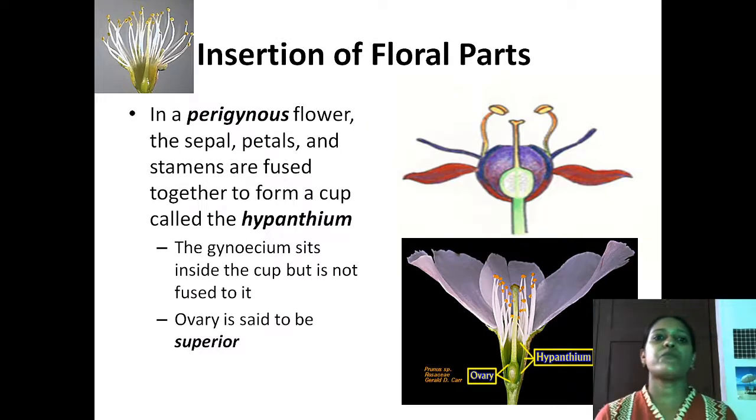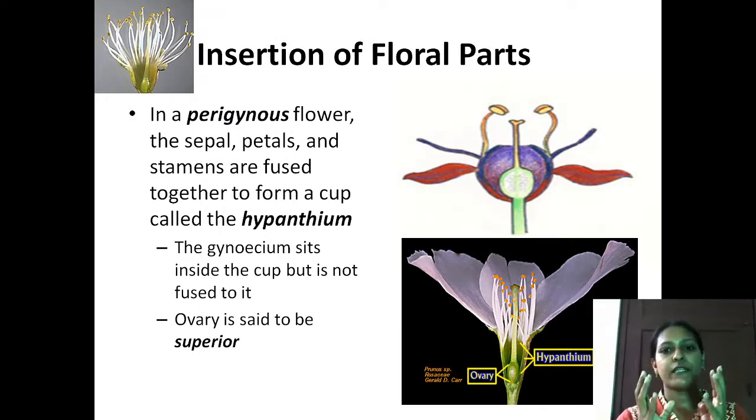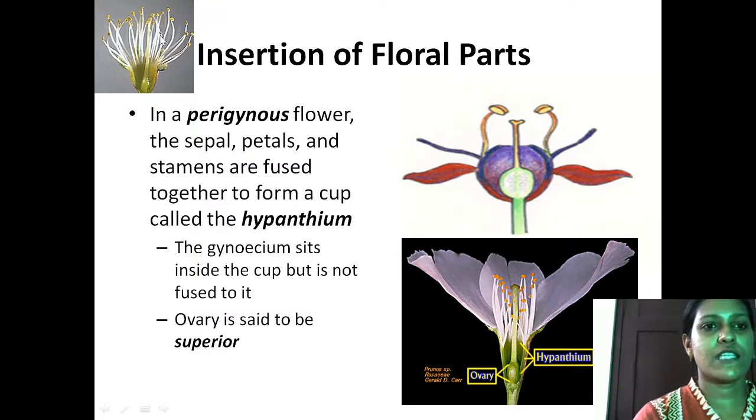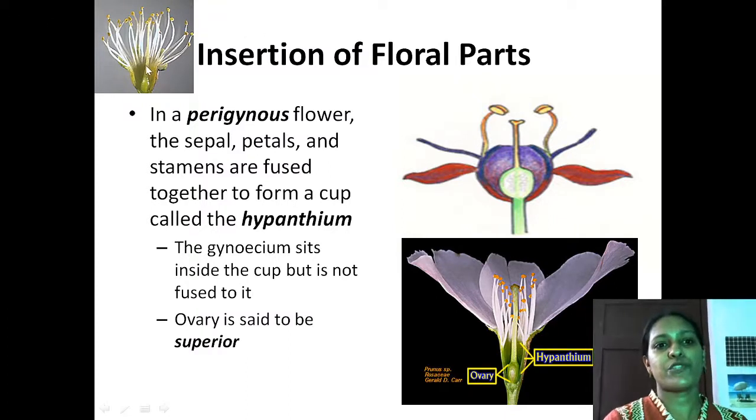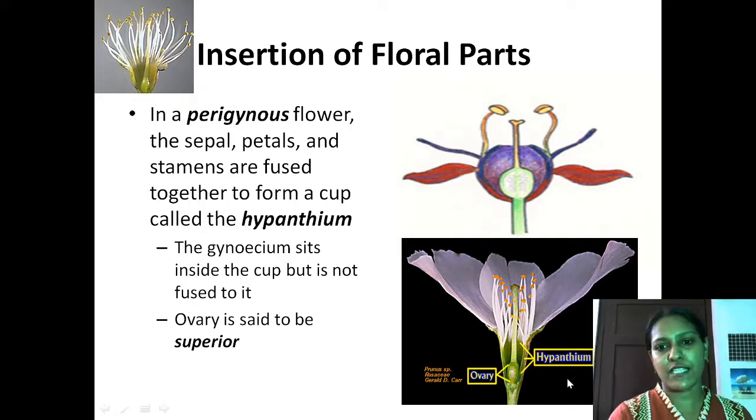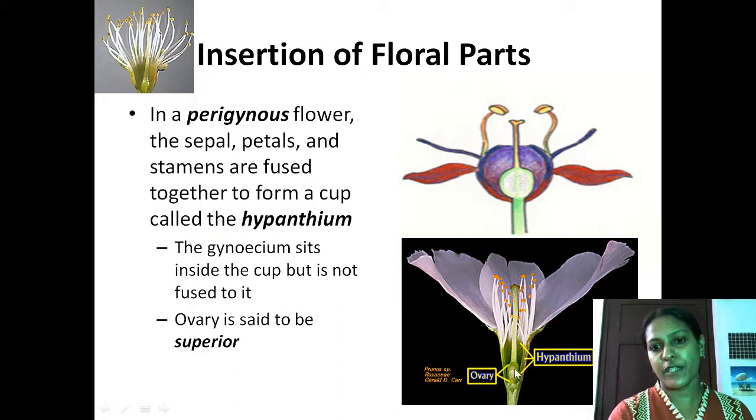Next is the perigynous flower. In the perigynous flower, the floral appendages, which are the sterile and fertile ones except our gynoecium part, form a cup-like structure. See the cup-like portion in the diagram, into which our gynoecium is seated, almost midway. This condition is called perigynous, and this cup is called the hypanthium.